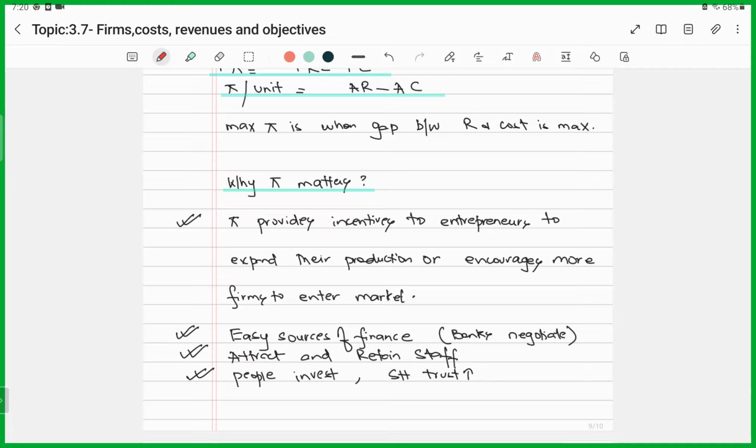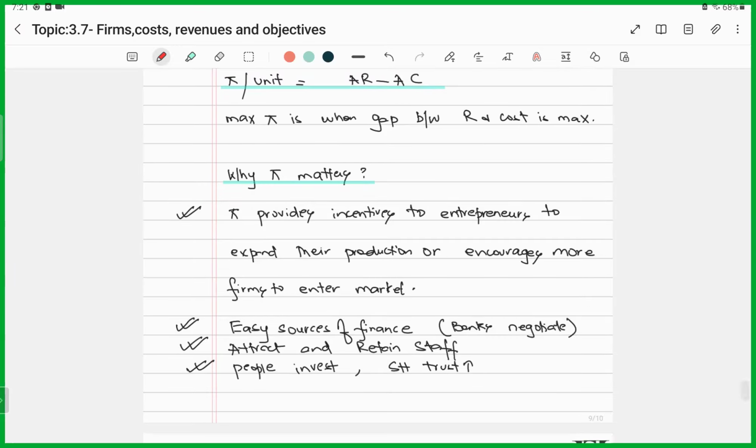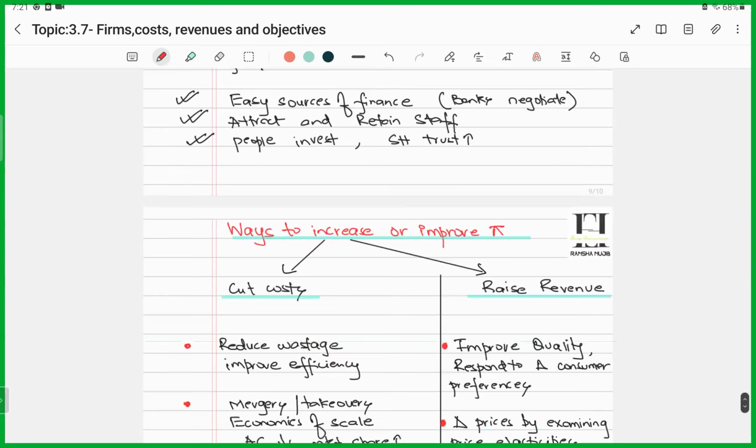Again, it's easier for firms to attract and retain staff when the level of profitability is higher, because you will be able to give handsome wages or overtime wages and bonuses and perks to your staff. And when firms experience profitability, shareholders are enticed to buy shares of your firm, so people are likely to invest in your firm, and shareholders trust firms which experience high levels of profitability. So you are able to gain the trust of your shareholders.